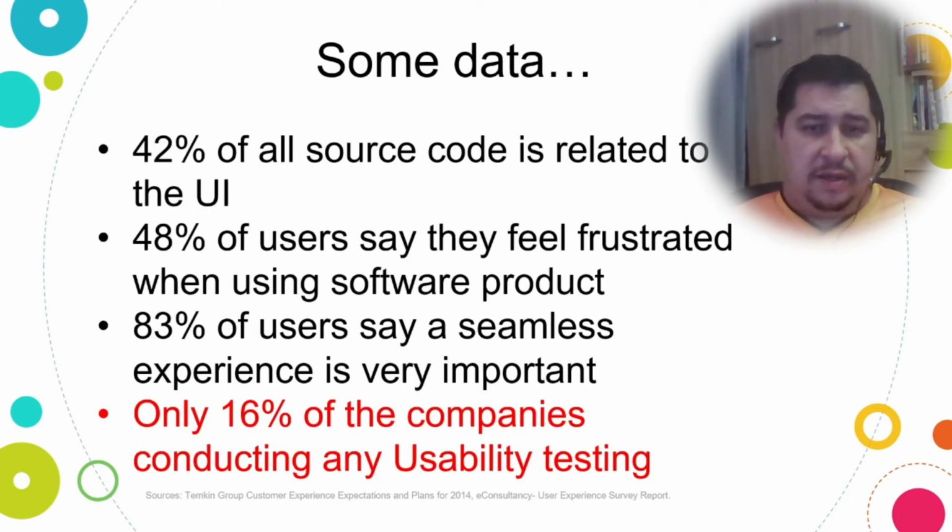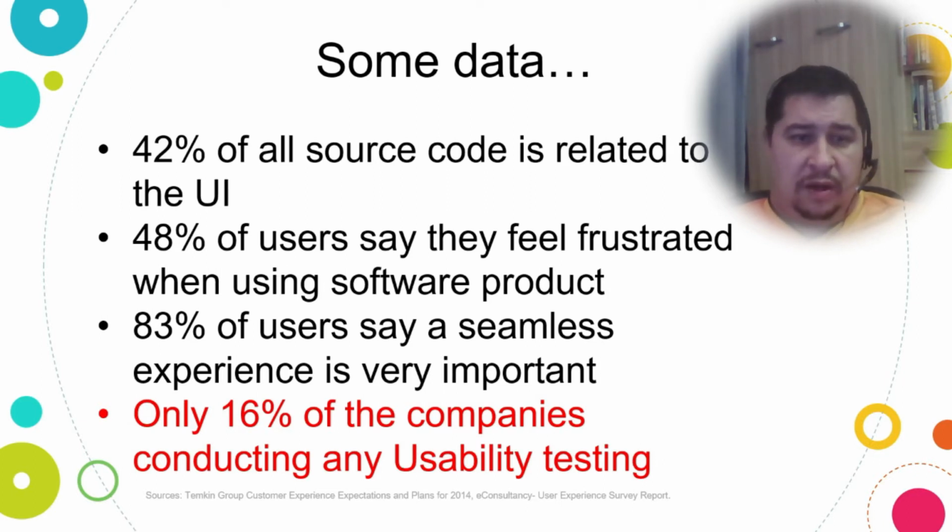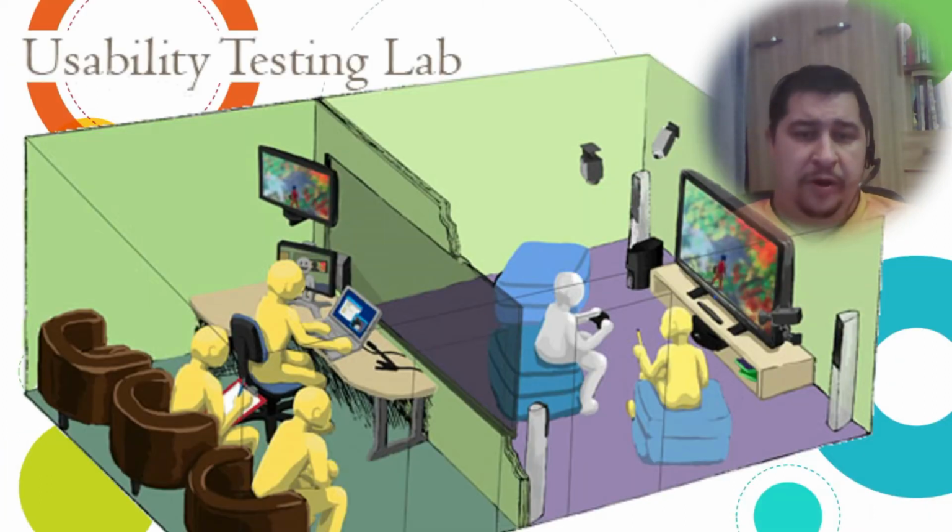Continuing with some facts and data, 42% of all source code is related to the user interface. 48% of users say that they feel frustrated when using software products. 83% of the users say that seamless experience is very important. And look at that, only 16% of the companies are conducting any usability testing. So why is that? The answer is simple. Proper usability testing is expensive.